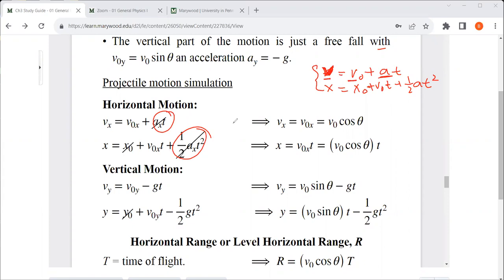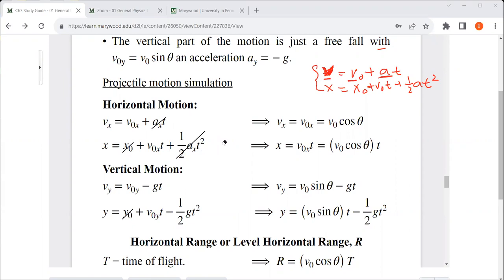So for example here, this is the origin. When you kick the soccer ball, you can choose that this is the 0, 0 position. So x0 equals 0, y0 is also equal to 0. So you can also neglect these x0 and y0 in your equations. Once you neglect all these, the final equation becomes very simple for the horizontal motion.